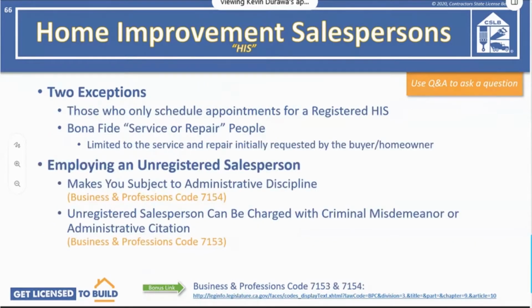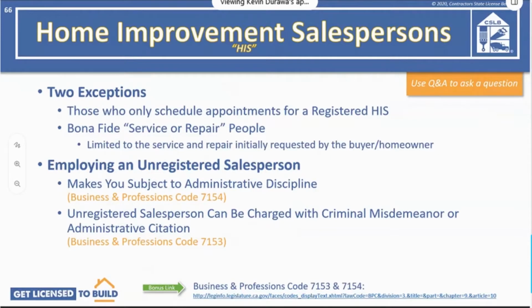There are a couple of sections to this note. First are those who only schedule appointments for the contractor or registered HIS. And bona fide service and repair people. These are the folks you call out for repairs, including things like air conditioning, heating, or plumbing. But those service and repair people are limited to work that was initially requested by the buyer or the homeowner.